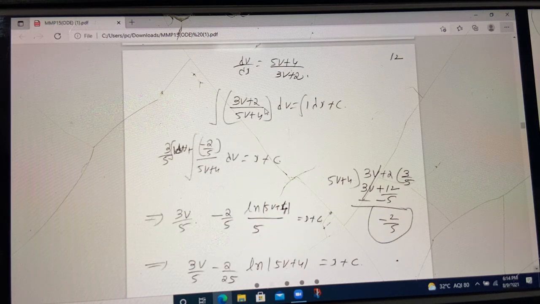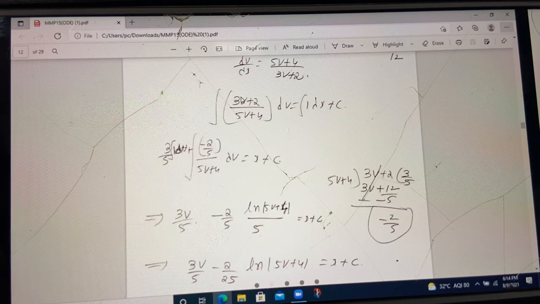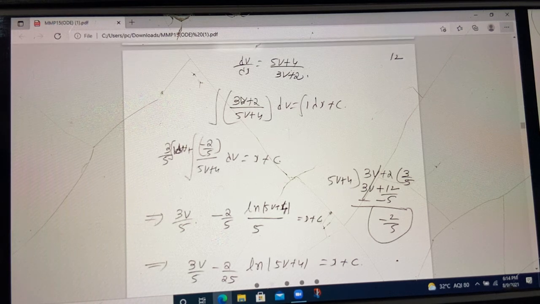Variable separable. I think I have explained this the other day. The degree is the same in numerator and denominator. Whenever the numerator degree is higher than or equal to the denominator, it is called improper. How to convert into a mixed fraction if it is improper? Divide, like in your 8th class division, first term by first term, 3v by 5v, 3 by 5. So by what number should you multiply? How will you know?